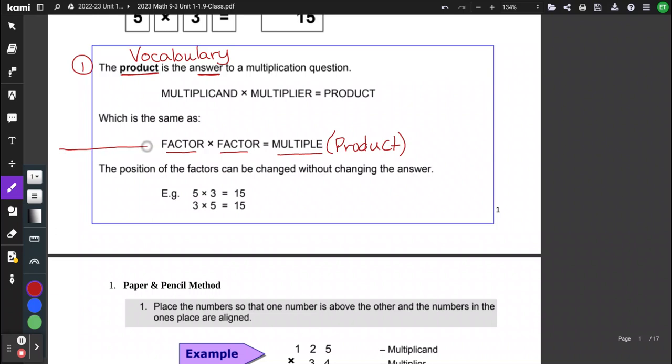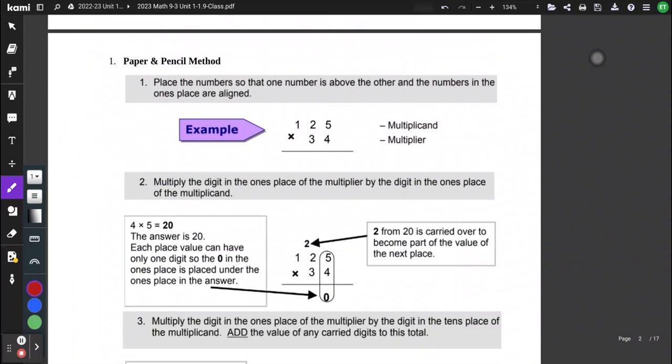Okay, so this is the way we look at it. We always know that a factor number times a factor number equals a bigger number, the product. So here we have factor times factor equals product, slash multiple. Okay, so factor times factor equals multiple. Let's look at the pencil and paper method on the next page.